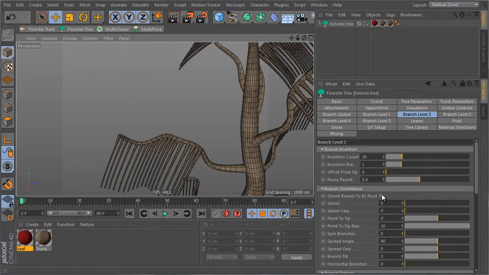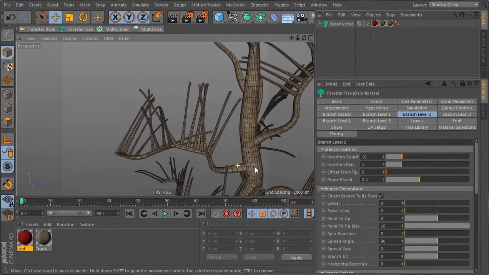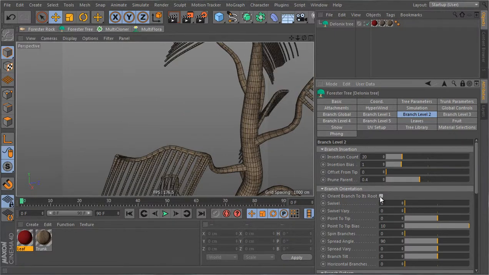So when do we use the orient branch to its root parameter and when do we not use it? Actually, we do not use it in most cases because we want the branch distribution to be even. If we check it, then the orientation of the branches is not going to be even, and therefore the tree is not going to look that natural. In case I was creating a very chaotic tree, then I would probably use it. Otherwise, I would leave it unchecked.